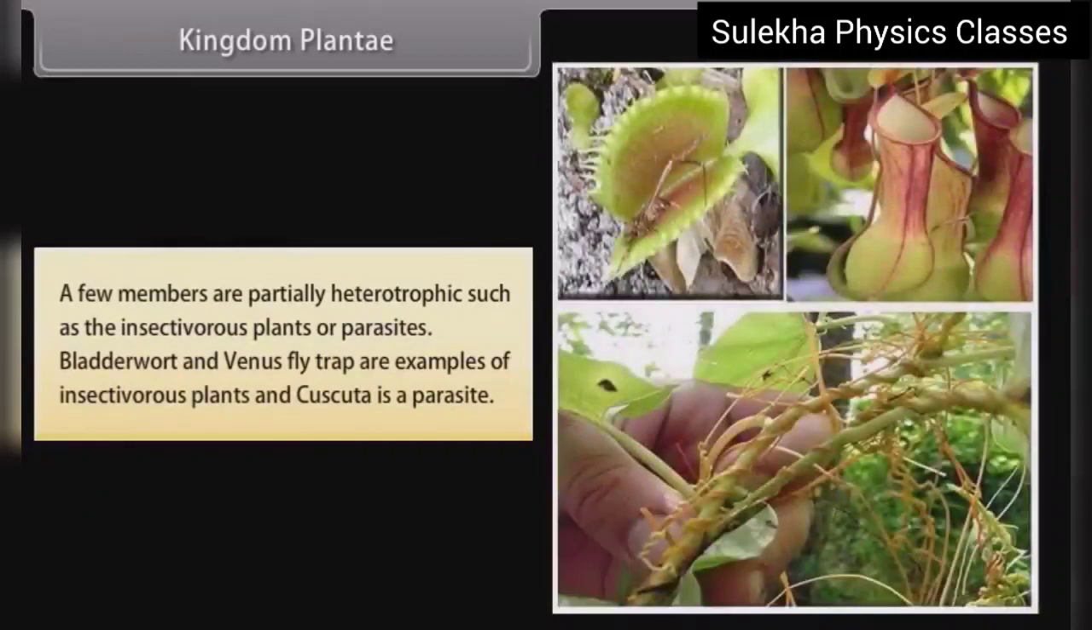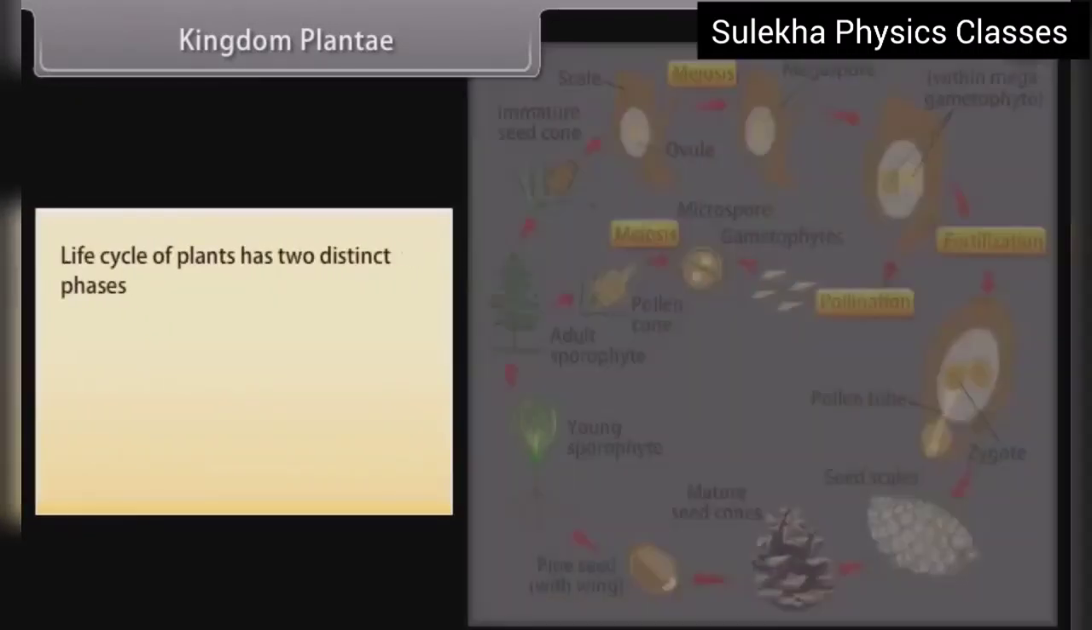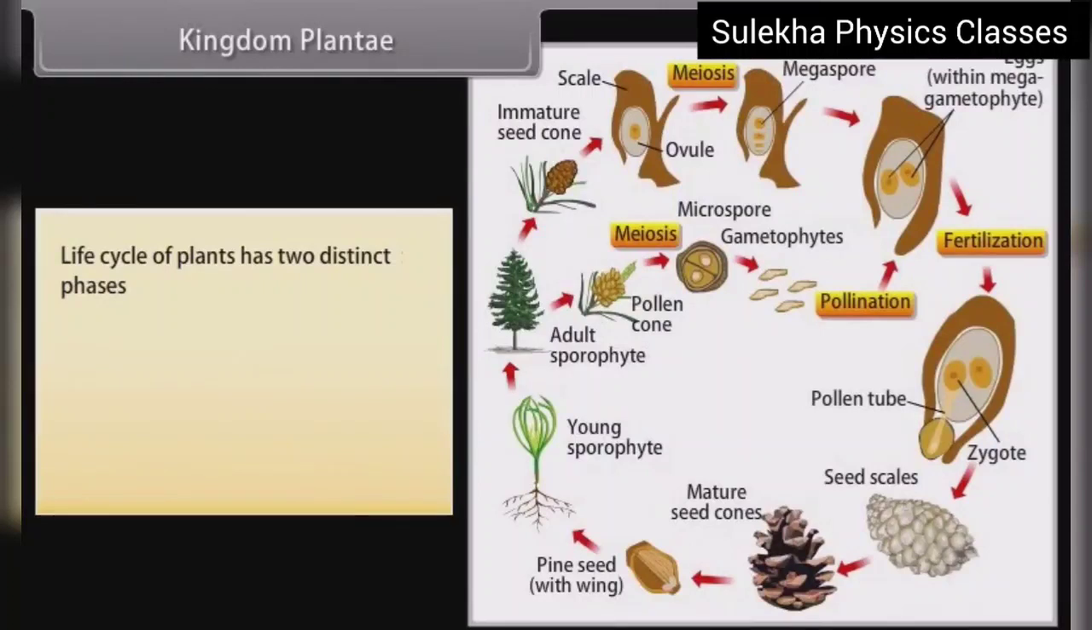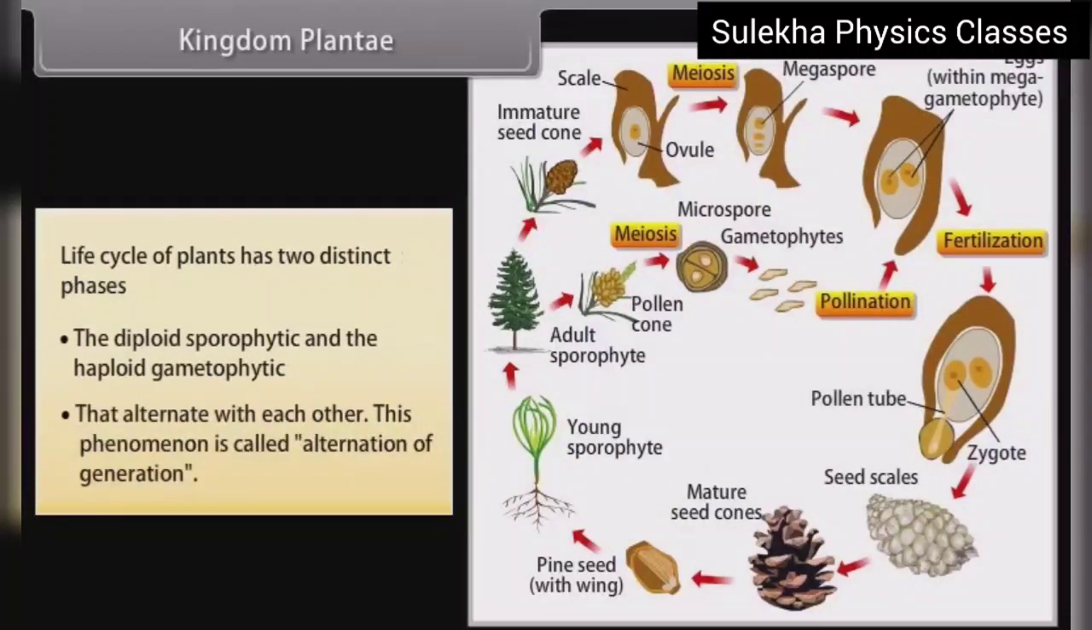A few members are partially heterotrophic, such as the insectivorous plants or parasites. Bladderwort and Venus flytrap are examples of insectivorous plants, and Cuscuta is a parasite. The life cycle of plants has two distinct phases: the diploid sporophytic and haploid gametophytic that alternate with each other. This phenomenon is called alternation of generation.